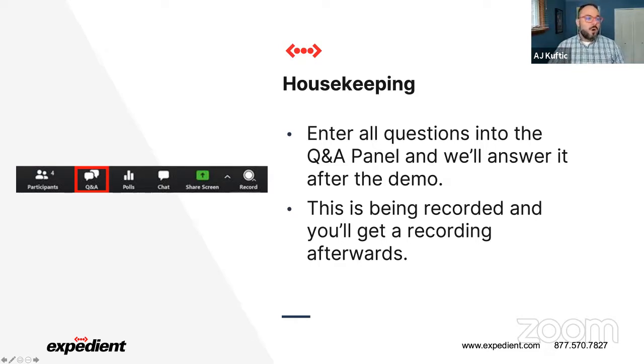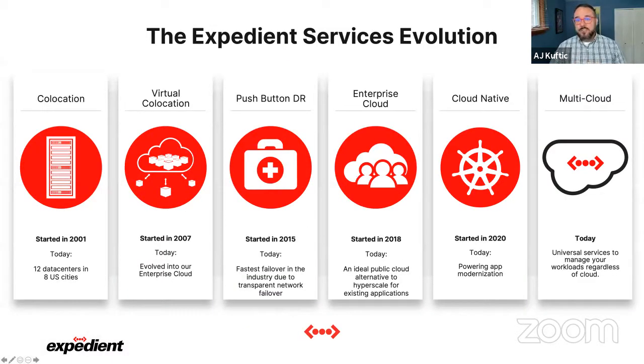For those of you who are new to Expedient, we started in 2001. We started in co-location and being an ISP. But over time, we've evolved our services. In 2007, we released virtual co-location to provide virtual hosting for our customers. This started the same time as Amazon EC2. In 2015, we released push button DR to do DR as a service. And today we have the fastest failover in the industry with transparent network failover.